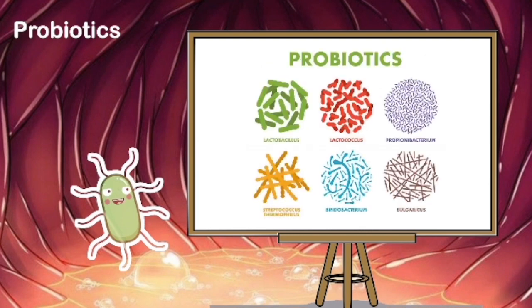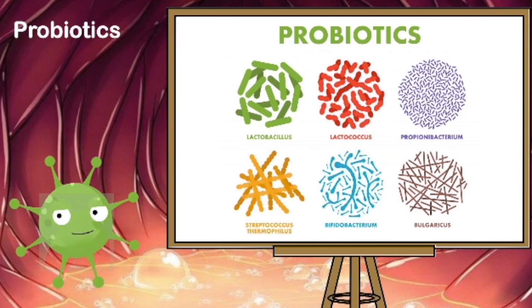There are two specific types of bacteria that are common probiotics found in stores. These include Lactobacillus and Bifidobacterium. Probiotics are also made of good yeast. The most common type of yeast found in probiotics is Saccharomyces boulardii.